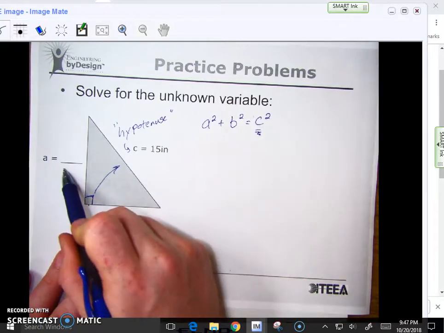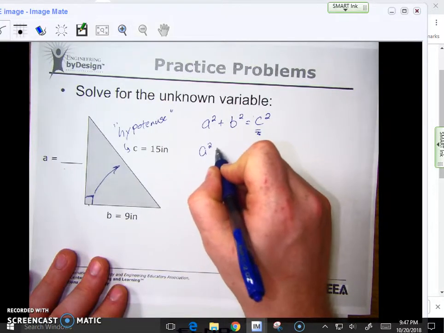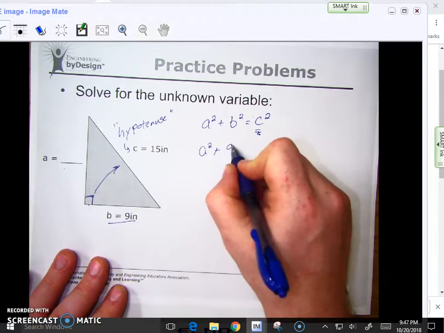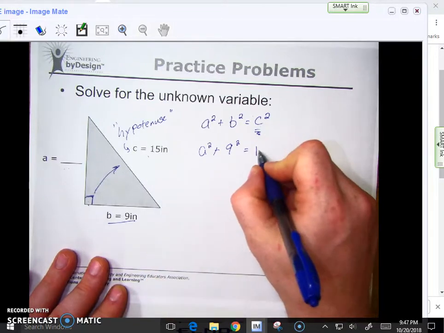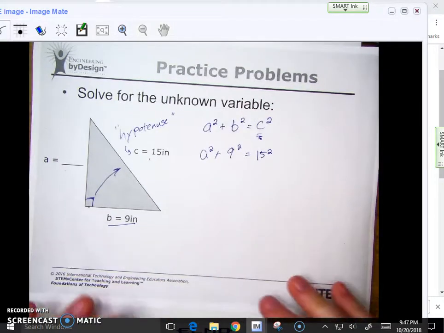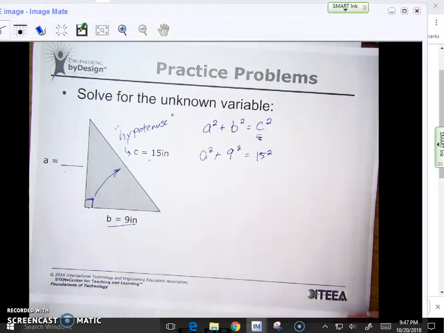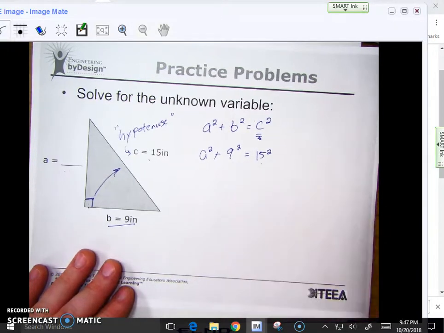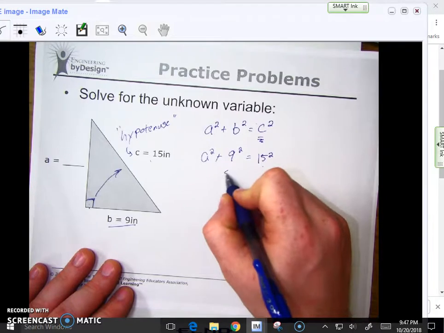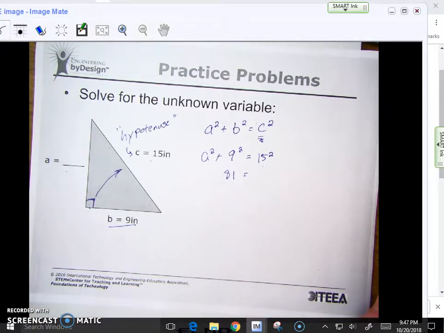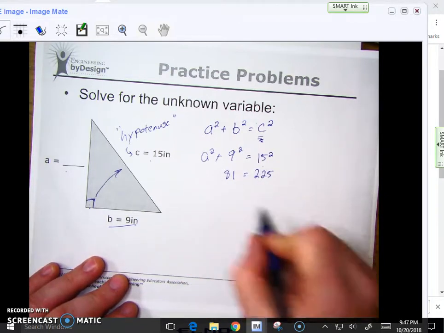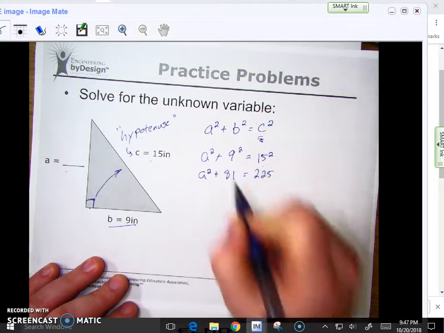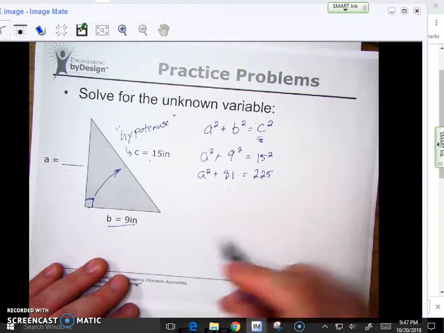And so if I'm looking for A is my variable, I'm going to leave that alone. B in this case is going to be 9, so I got 9 squared equals. C in this case is 15, so I've got 15 squared. I'm just substituting in the numbers that I know. Easy enough. And so you can punch these in your calculator, or you can remember that 9 squared is 81, and 15 squared is 225. And then I bring down my plus a squared. And now it's just, for right now, a simple algebraic equation.